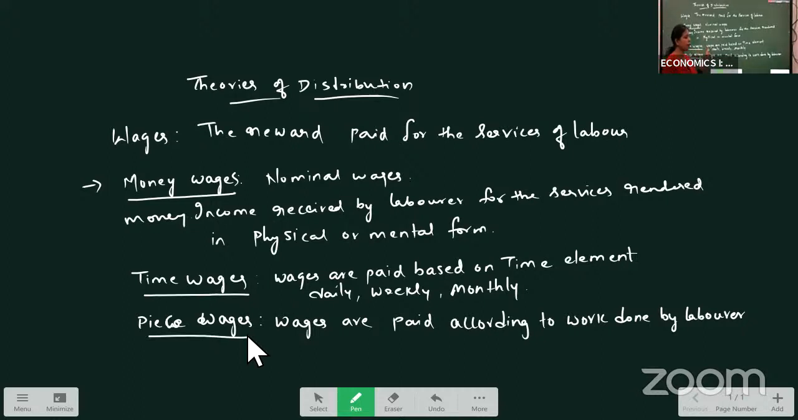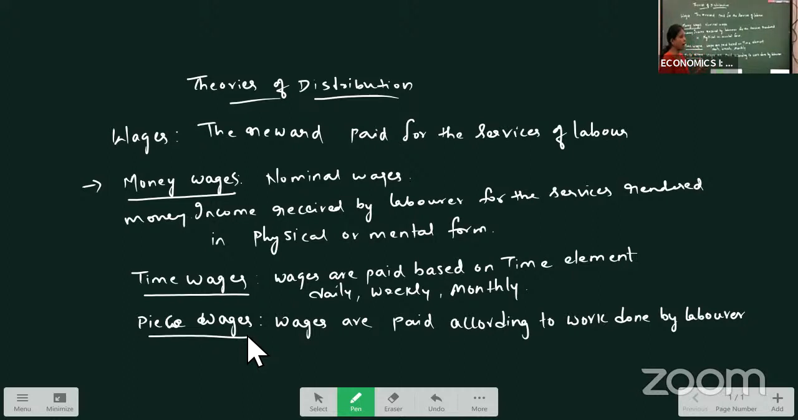Time wages are what? Wages which are paid based on the time element. Irrespective of how much work he may do, he may complete the work, he may not complete the work. Like on an hourly basis, for 1 hour, this is the amount, or on a daily basis, or on a monthly basis. So when the time element is considered when wages are paid, those are called time wages.